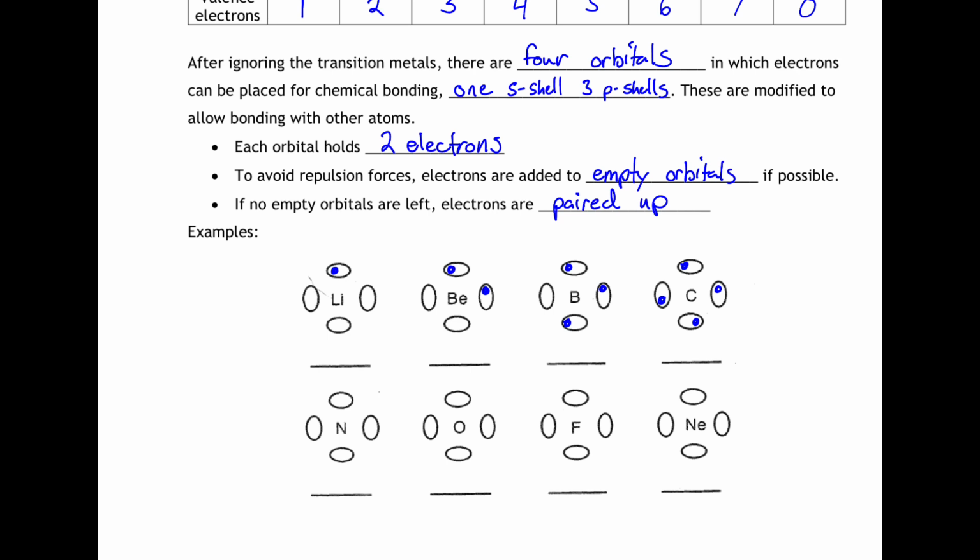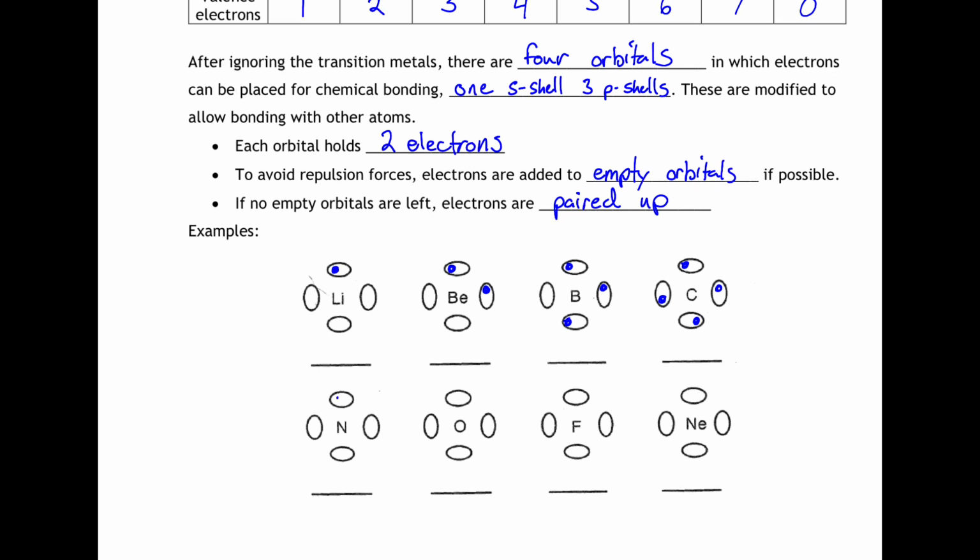Okay, nitrogen has how many valence electrons? No, it does not have 3. It has 5 valence electrons. It has 1 here, 2 here, 3 here, 4 here, and 5 here. So all 4 orbitals got used up once, and the last electron had to go into a pair. So one of the orbitals now has 2 in it, and the other 3 have 1 in them.